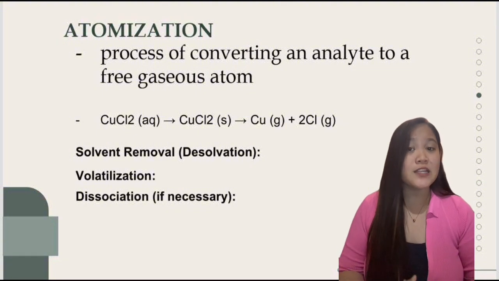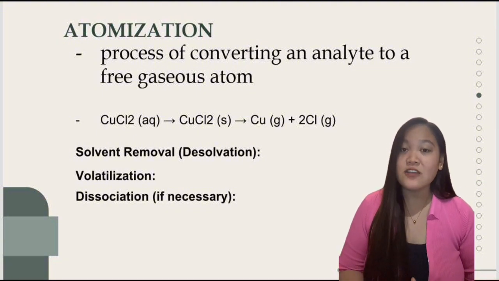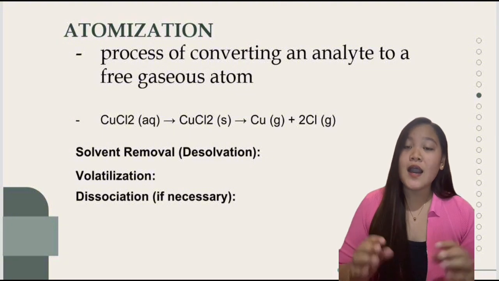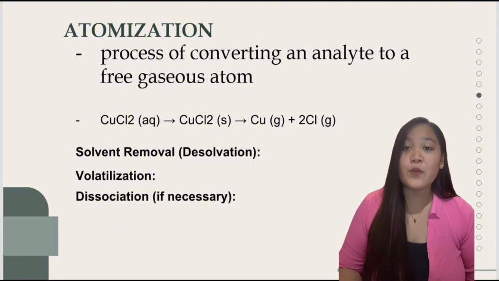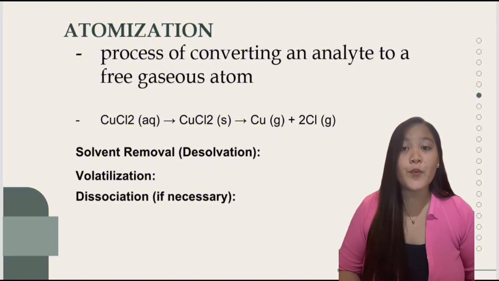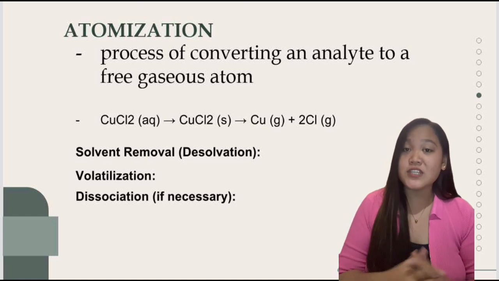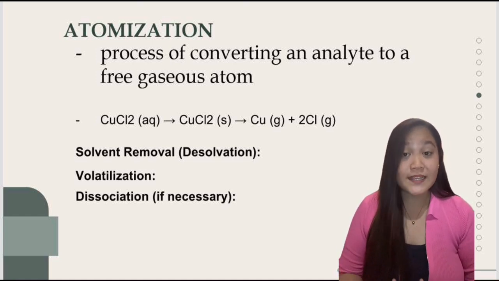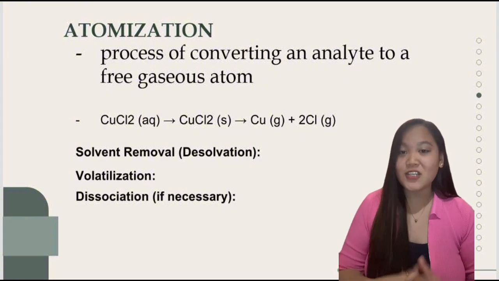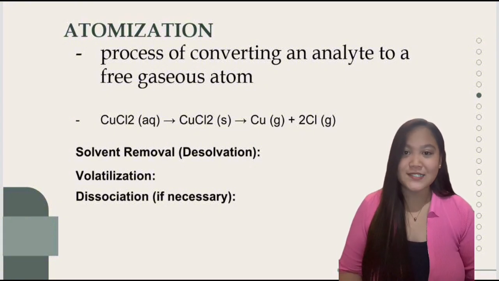This is the chemical equation provided, and it nicely illustrates this process for CuCl2. This is the example I presented in our PowerPoint. The CuCl2(aq), or aqueous, represents the copper chloride analyte dissolved in water, or the aqueous solution. The CuCl2(s) represents the solid copper chloride formed after the water evaporates. The Cu(g) and Cl(g) represent the final product, the free gaseous copper and chlorine atoms.